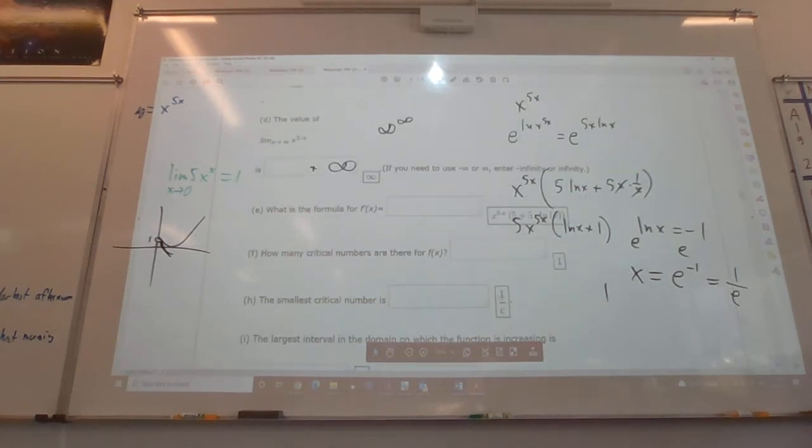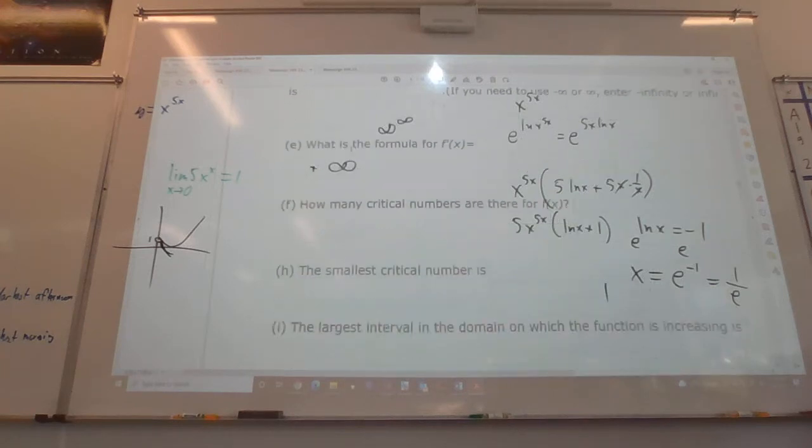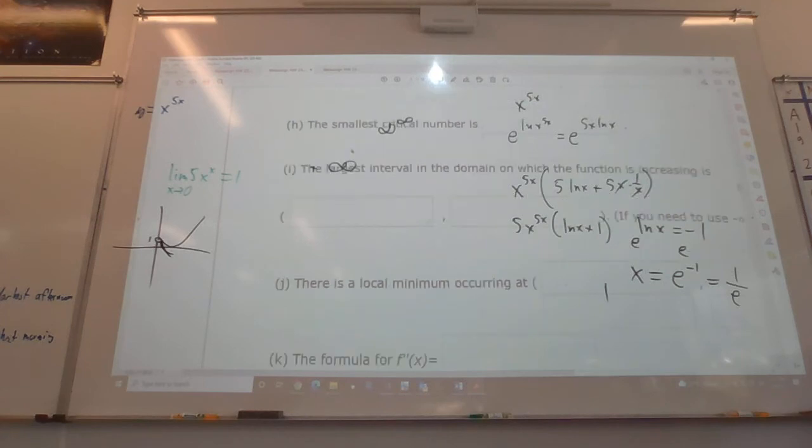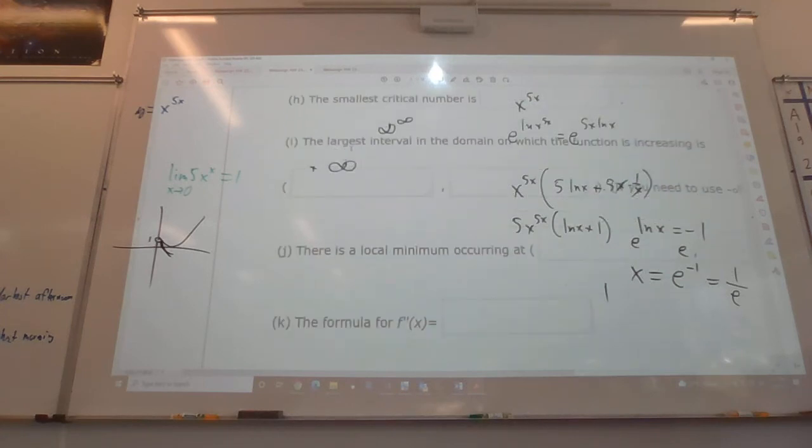Yep, so far so good. Okay, we don't want to keep this the next one. So far so good. There is only one, because 0 doesn't really count. 1 over e, let's move on now. Smallest critical number is only 1. The largest interval in the domain which the function is increasing.